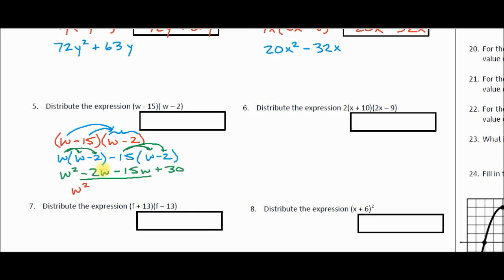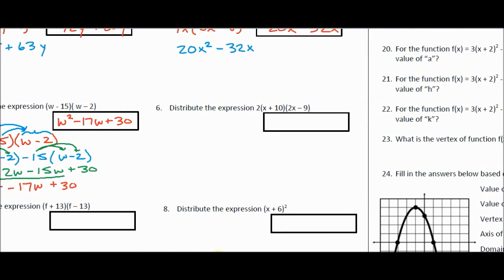Now class, a lot of you struggle with negative numbers. Put it in your calculator. Negative 2 minus 15, and you will get negative 17. Please don't trust your mental math if you make a lot of mistakes with negative numbers. Just plug that in your calculator, just the numbers. You do not need to be concerned about the variable. That's going to stay the same, just w. But please put in your calculator negative 2 minus 15 to see that it is a negative 17w, and then we have the plus 30 on the end. So our final answer is w squared minus 17w plus 30.